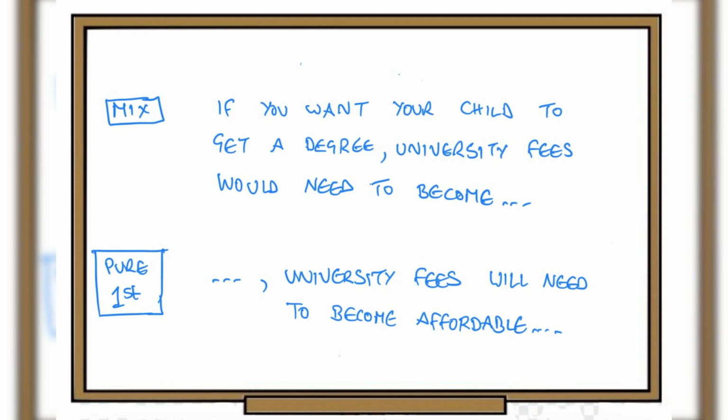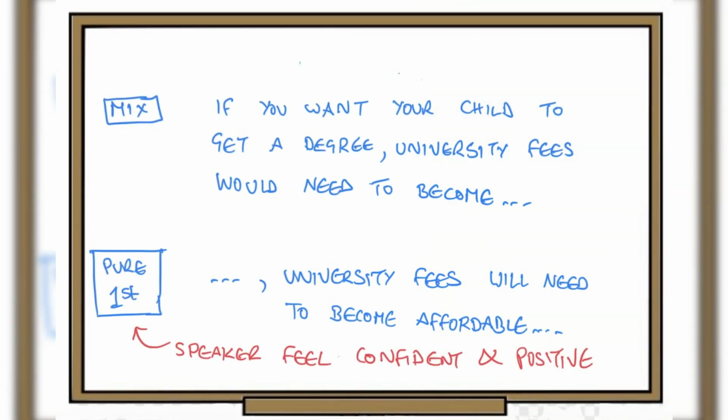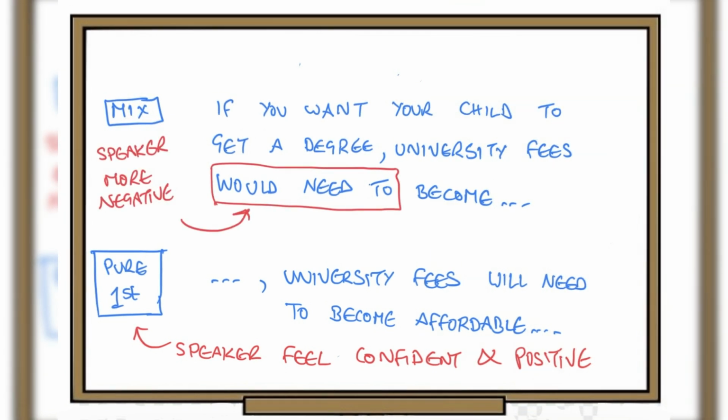Sentence 2 is a pure first conditional, and the speaker feels confident that university fees will become affordable to the listener. Sentence 1 is a mix of the first and second conditionals, and the speaker does not feel confident that university fees will become affordable to the listener.